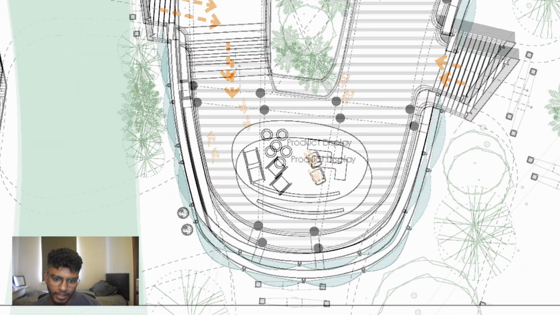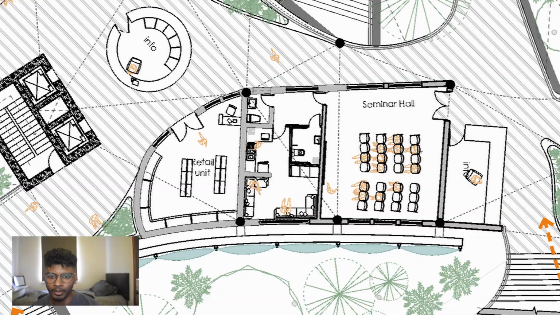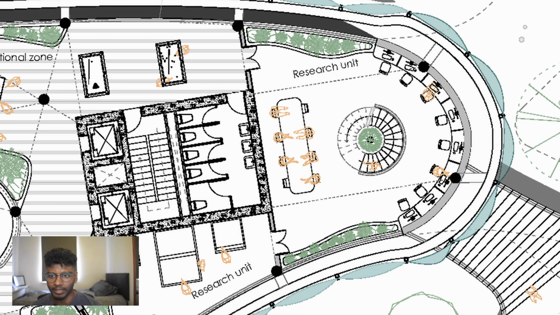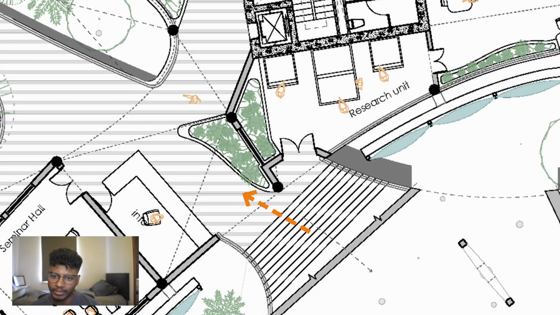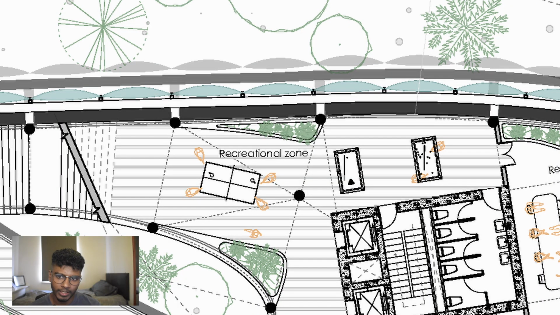So to talk about the planning, here's a product display area, and here's a seminar hall for the research unit. You can see a spiral staircase that connects the upper floor and the lower floor for this research unit. And there's a separate entry for the research unit, and this is where the public goes. This is where the researchers would access this area. And also we have a tiny recreational space where we can play pool and table tennis maybe.